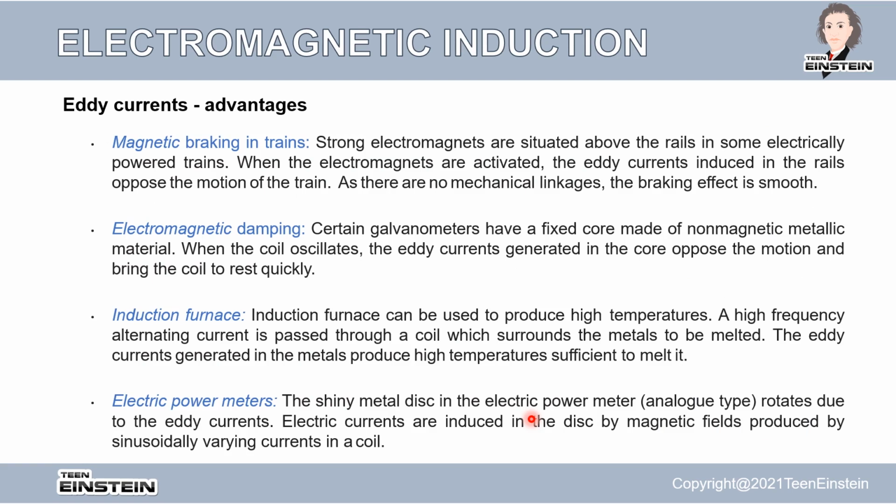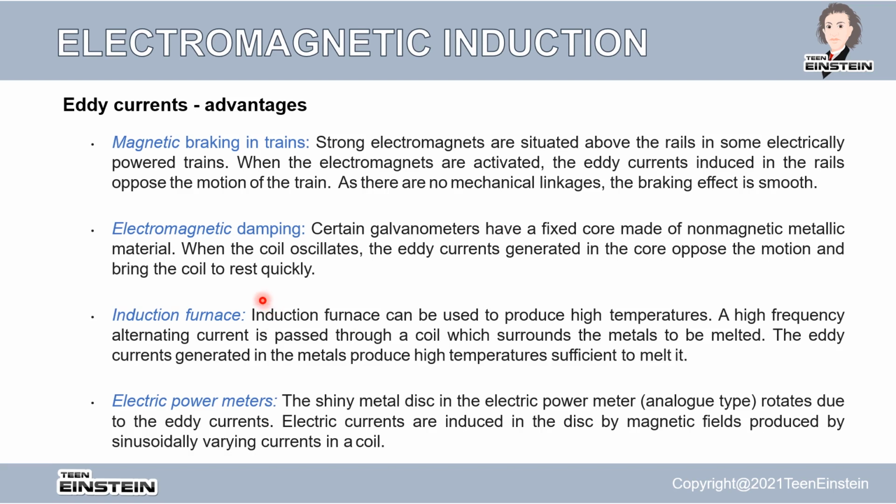Okay. So in some cases, there are some advantages to having eddy currents in the system. So what are they? Magnetic braking in trains. What we have in trains are strong electromagnets. They are situated above the rails in some electrically powered trains. When the electromagnets are activated, the eddy currents induced in the rails oppose the motion of the train. As there are no mechanical linkages, the braking effect is smooth. So in this case, when you press the brake, electromagnets are activated and it produces an eddy current which opposes the motion of the train. So the train comes to a stop after some time.